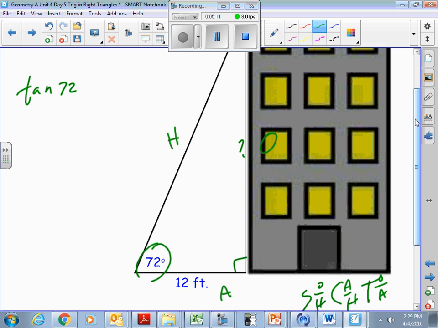Tan 72 equals O over A. We don't know O. We know the A was just 12. This one here, you don't switch them. If you get the number on the bottom, it just goes up on the side and you do 12 times tan 72. Once you do that multiplication problem, you're done.